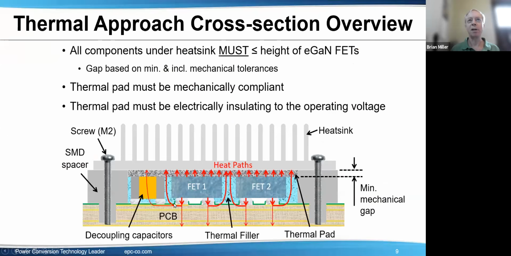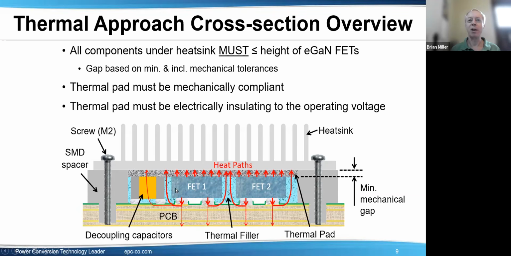Okay, let's look some more at this thermal approach. Here's a cross section of the previous diagram. Again, here's the heatsink on top, the two FETs mounted on the board. And you could also ask, well, what happens if you have other parts? You want capacitors really close to the FETs. You don't want them to be outside the thermal situation.